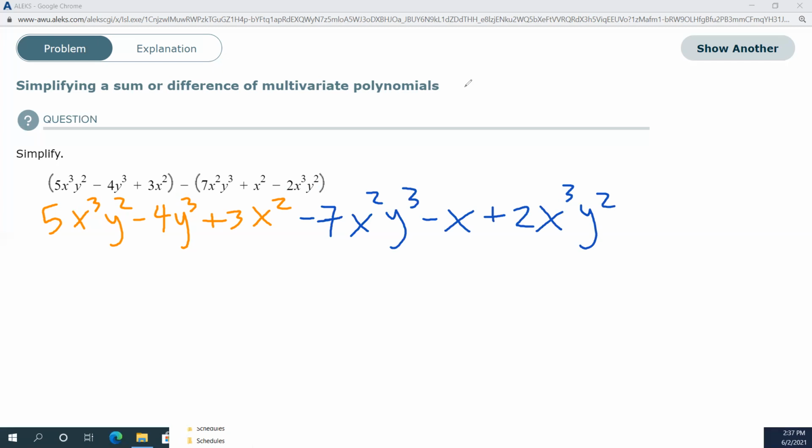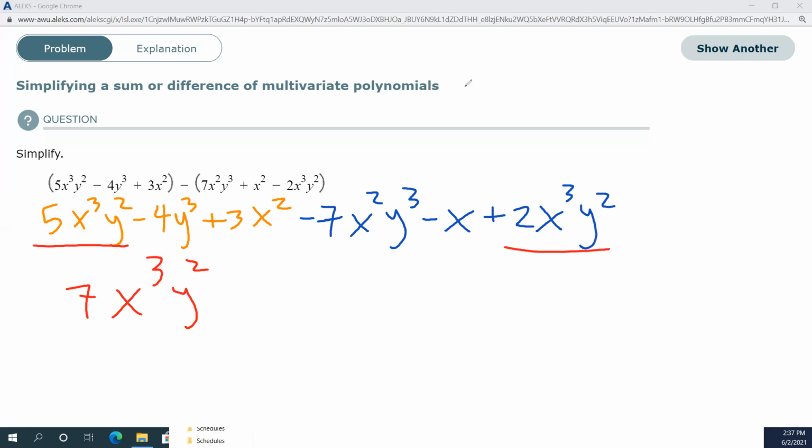Right. So now we're going to start combining like terms. This term has x cubed y squared. This one is x squared y cubed. That's not the same thing. But this has x cubed y squared. So those will go together. So I've got 5 of those plus another 2 of those, just looking at the coefficients. And that gives me 7x cubed y squared.